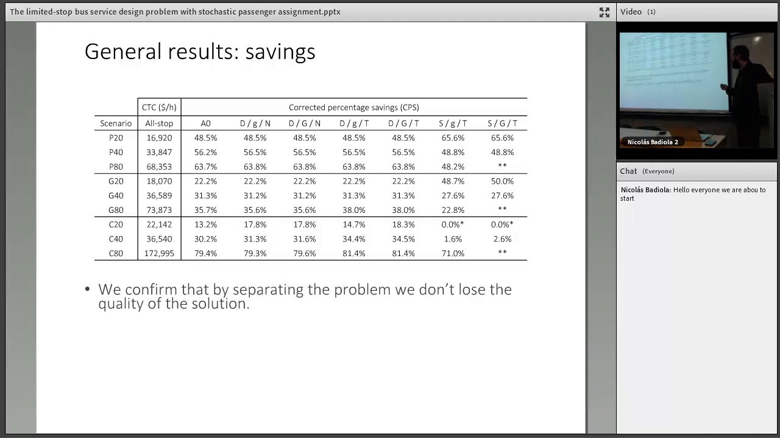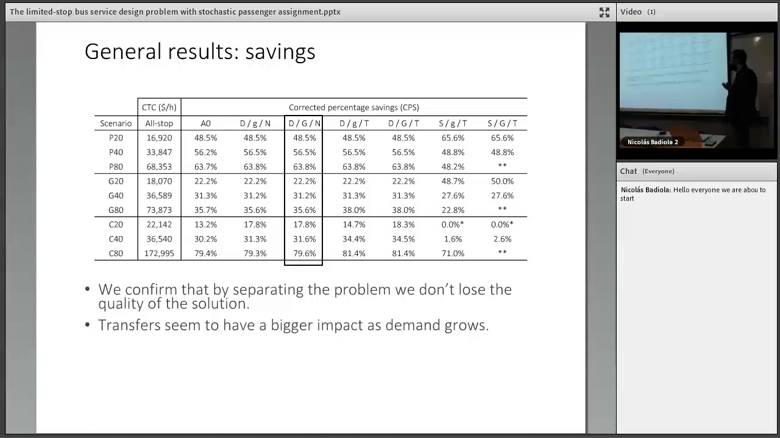Second, we could observe that transfers seem to have a bigger impact as demand grows. And we can observe that comparing this column and this column. This is no transfers, this is transfers. And the bigger instances in terms of demand are the ones here in Caracas. So you can see that savings go up here, and go up here, and the difference is bigger than the other cases where demand is lower. So as demand increases, transfers have a bigger impact when designing express services.